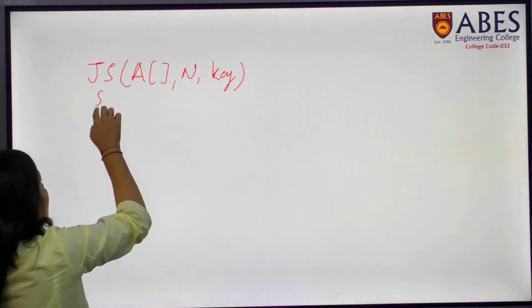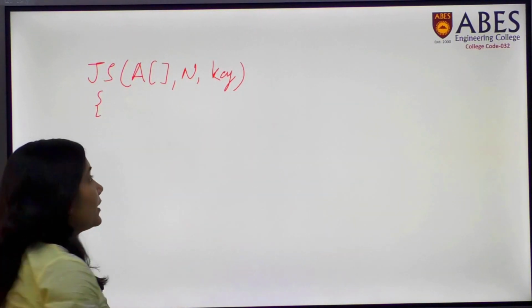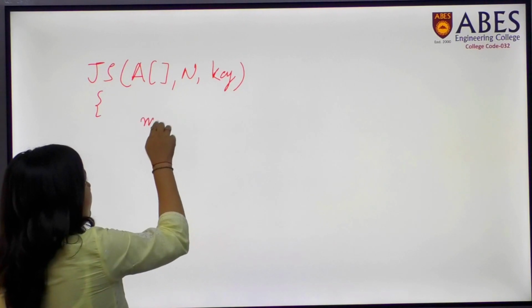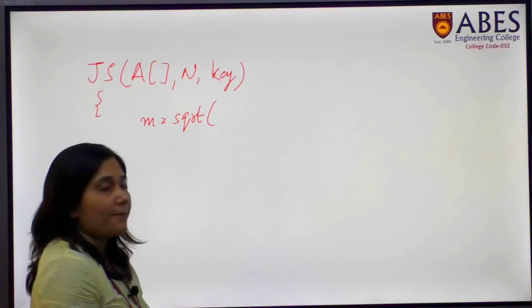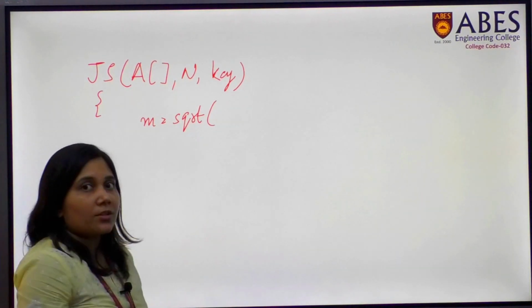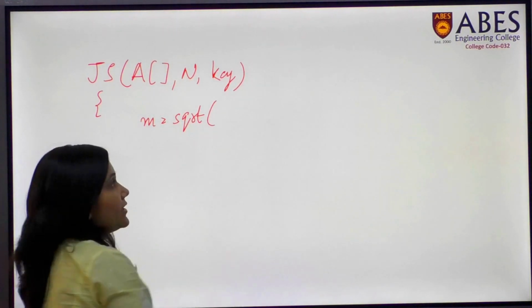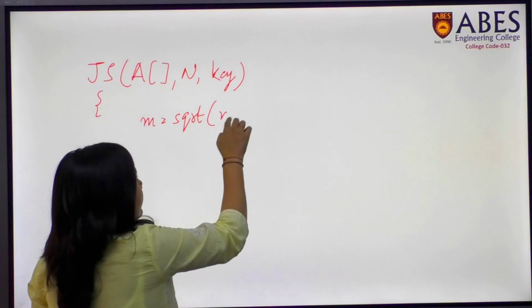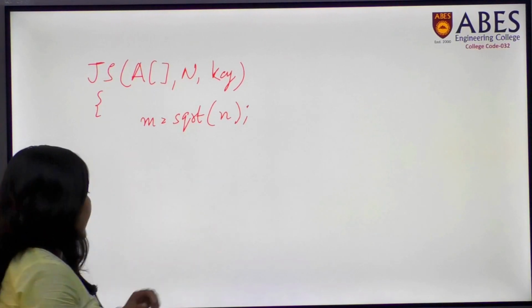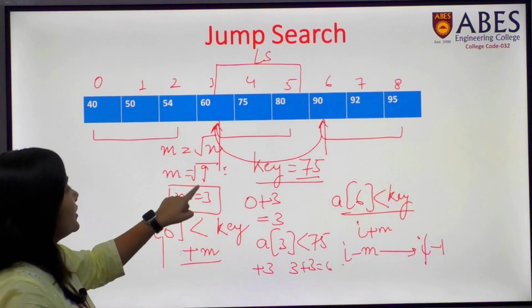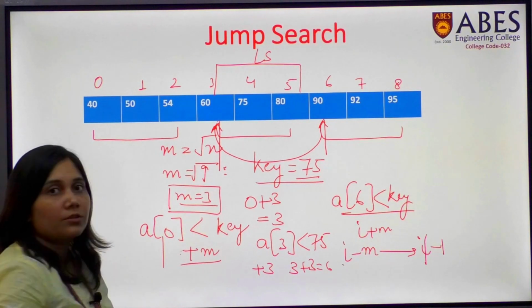Okay. So first of all, I need to calculate the number of blocks which is required. So m equals square root, because you are going to use the concepts of a programming language. I am using the concept of C language, so it will be the sqrt function. So I'm writing it like this: m equals square root of n. So according to this value, you will get m equals 3.